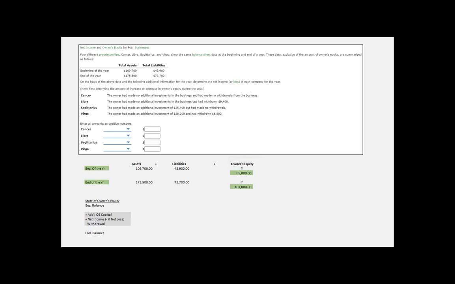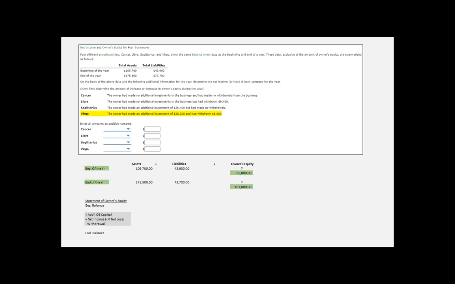The problem gives us 4 scenarios for each of which we must determine the amount of increase or decrease in owner's equity during the year. For example, with Virgo, it says the owner had made an additional investment of $28,200 and had withdrawn $6,800. Based on the scenario that's given for Virgo, the fact that they had additional investment and also had a withdrawn balance, how do we know owner's equity for Virgo increased or decreased during the year?